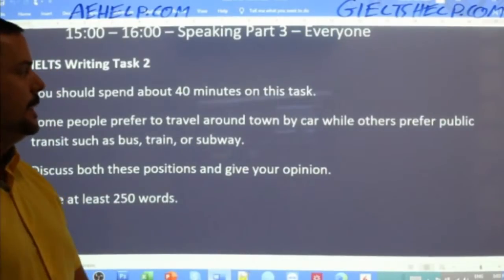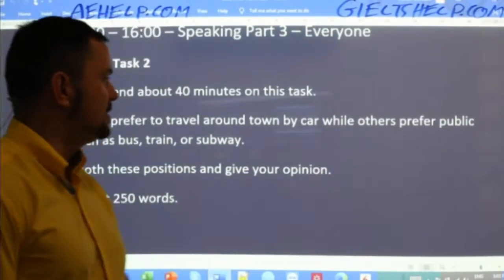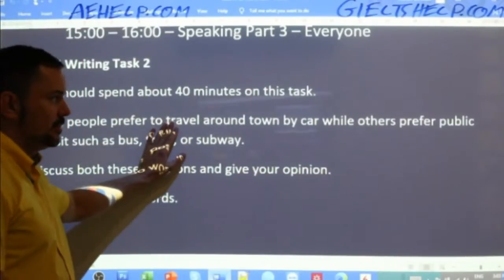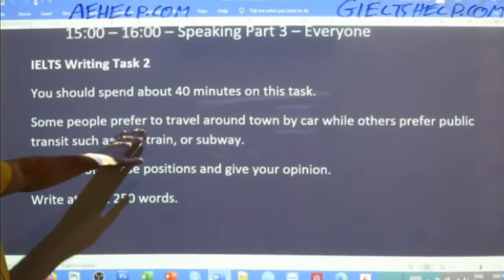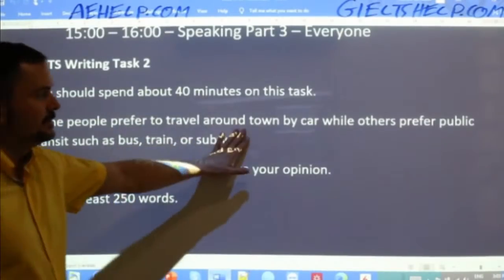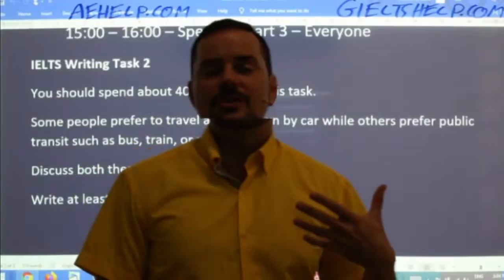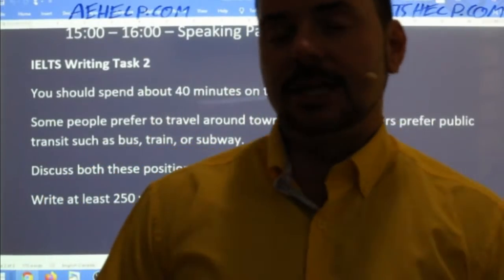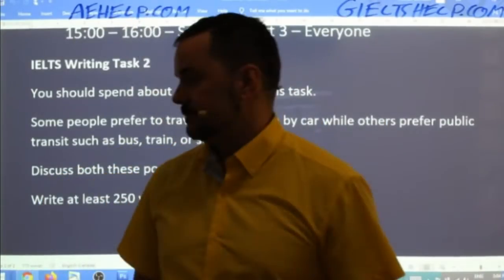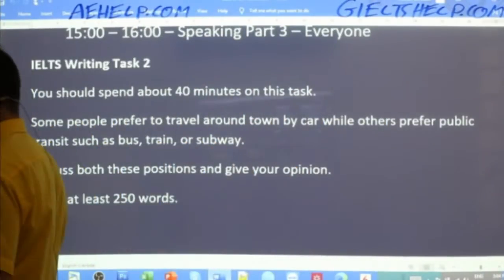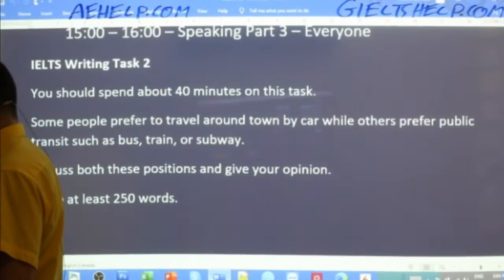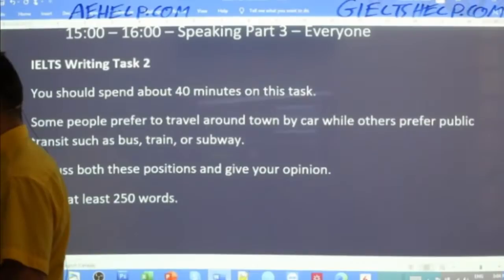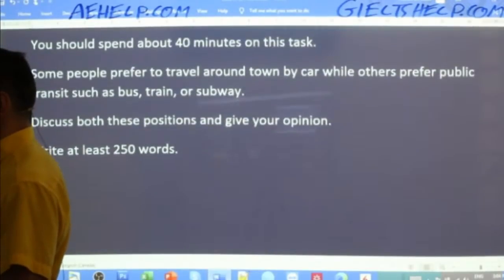So this question, it's not asking which is better, which is worse. Why? It's just saying that some people prefer to travel around town. So to make sure that you understand the question clearly, you should paraphrase it. Don't assume information. Make sure that you pay attention to the information in the question. So go ahead, students, paraphrase this.